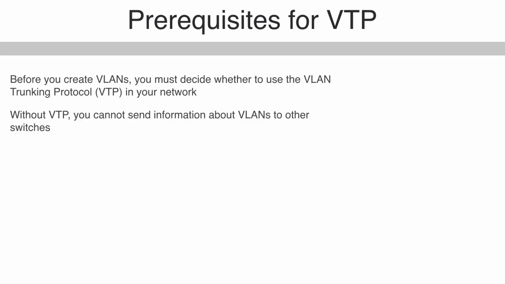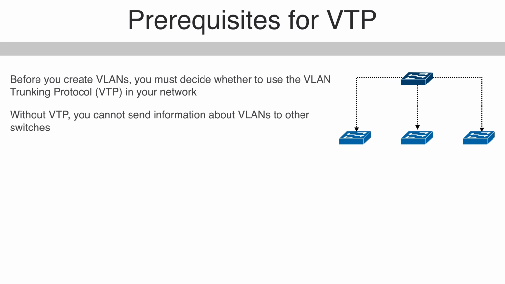Prerequisites for VTP. Before you create VLANs, you must decide whether to use the VLAN Trunking Protocol, VTP, in your network. Using VTP, you can make configuration changes centrally on one or more switches and have those changes automatically communicated to all the other switches in the network. Without VTP, you cannot send information about VLANs to other switches.